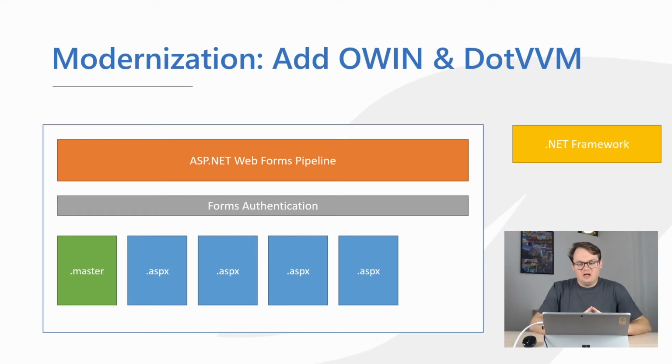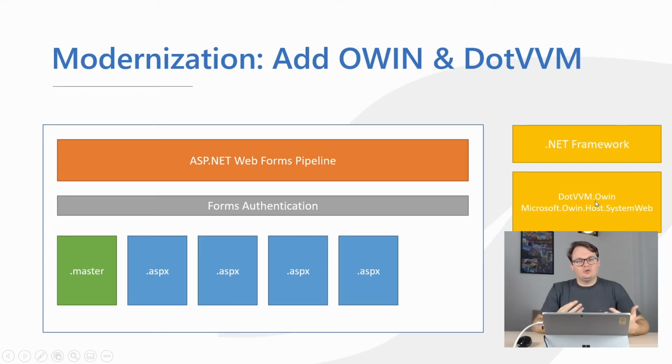And if you want to start with the .vvm modernization process, you need to add two NuGet packages. First is .vvm.owin, which is the owin version of .vvm. And then there is Microsoft owin host system web. You may have this package in your application already, because some frameworks need it. If you are, for example, using Web API or SignalR, there is a chance that you will already have owin host system web installed in your project. If it's not there, you need to add it.